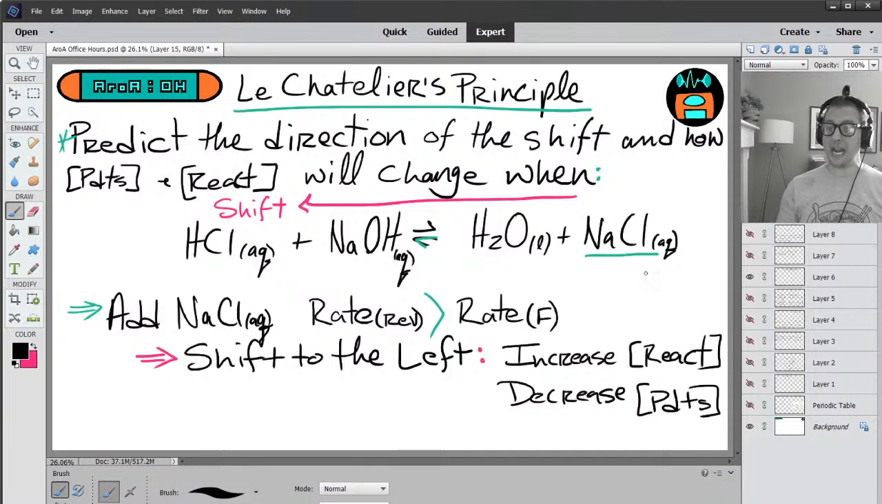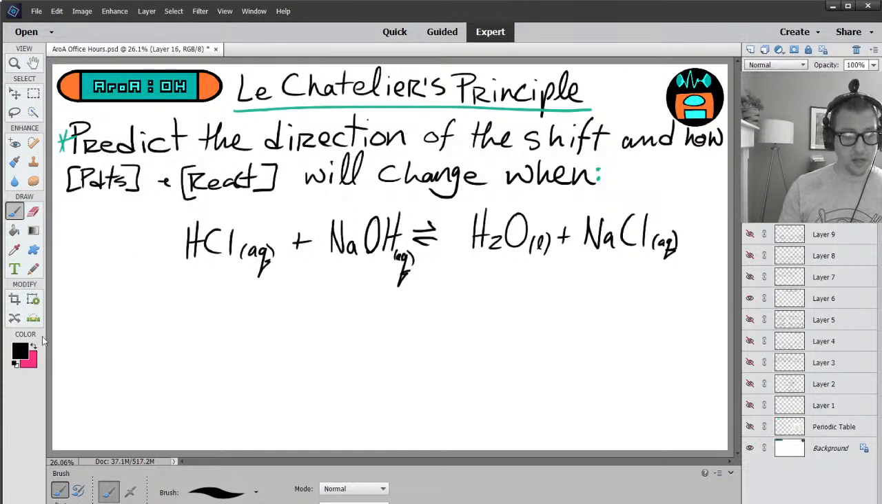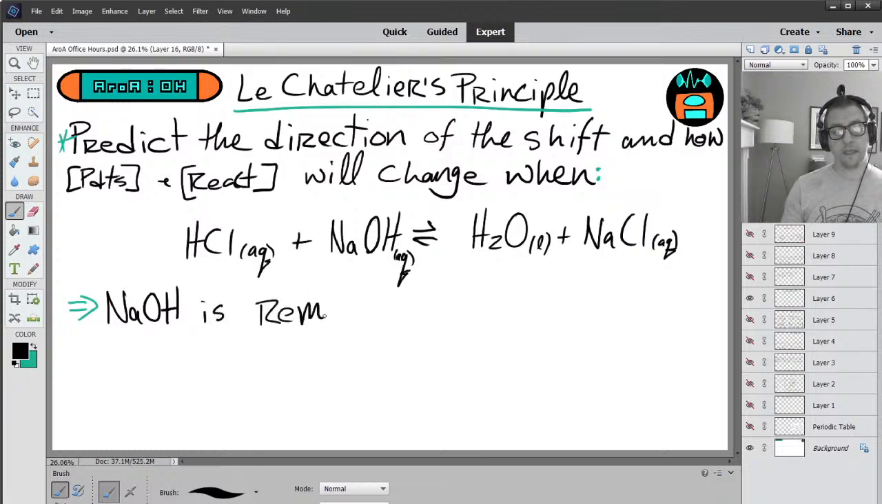So that's what happens when we add NaCl. Let's do another one. Let's see what happens when sodium hydroxide is removed from the equilibrium. All right, this is a kind of a different effect. First, we identify where sodium hydroxide is. It's on the reactant side, so this is going to affect the rate of the forward reaction.